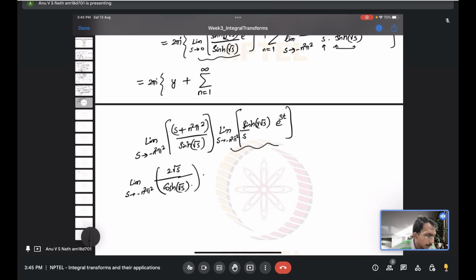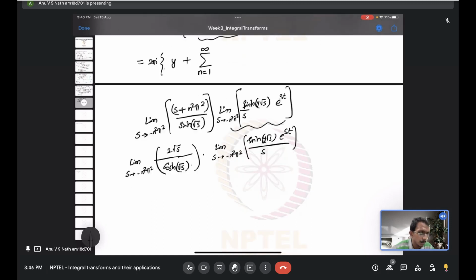Times this limit we can directly evaluate, which is we just apply s equal to minus n square pi square. So that is sinh. We can apply s equal to minus n square pi square now itself, or probably we can combine them together, and later apply the minus n square pi square. So I will just keep it that way. For the moment, it's sinh y root s exponential of st divided by s. There is no issue there. There is no need of L'Hospital's rule there.